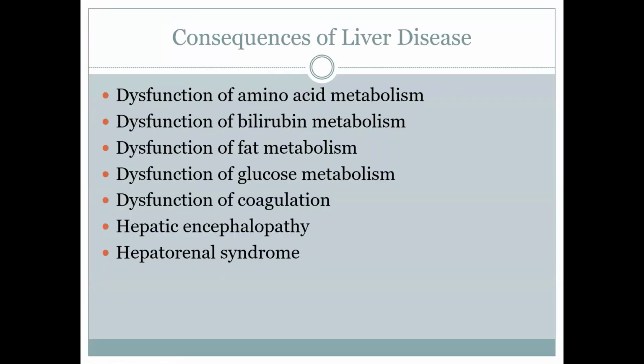This is a list of the consequences of liver disease. And as you can see, the liver is pretty much everywhere you can think about. Its role in protein building, bilirubin metabolism, fat metabolism, glucose metabolism, coagulation. All the coagulation factors are made in the liver. And when it is badly affected, it may result in hepatic encephalopathy and also in hepatorenal syndrome.